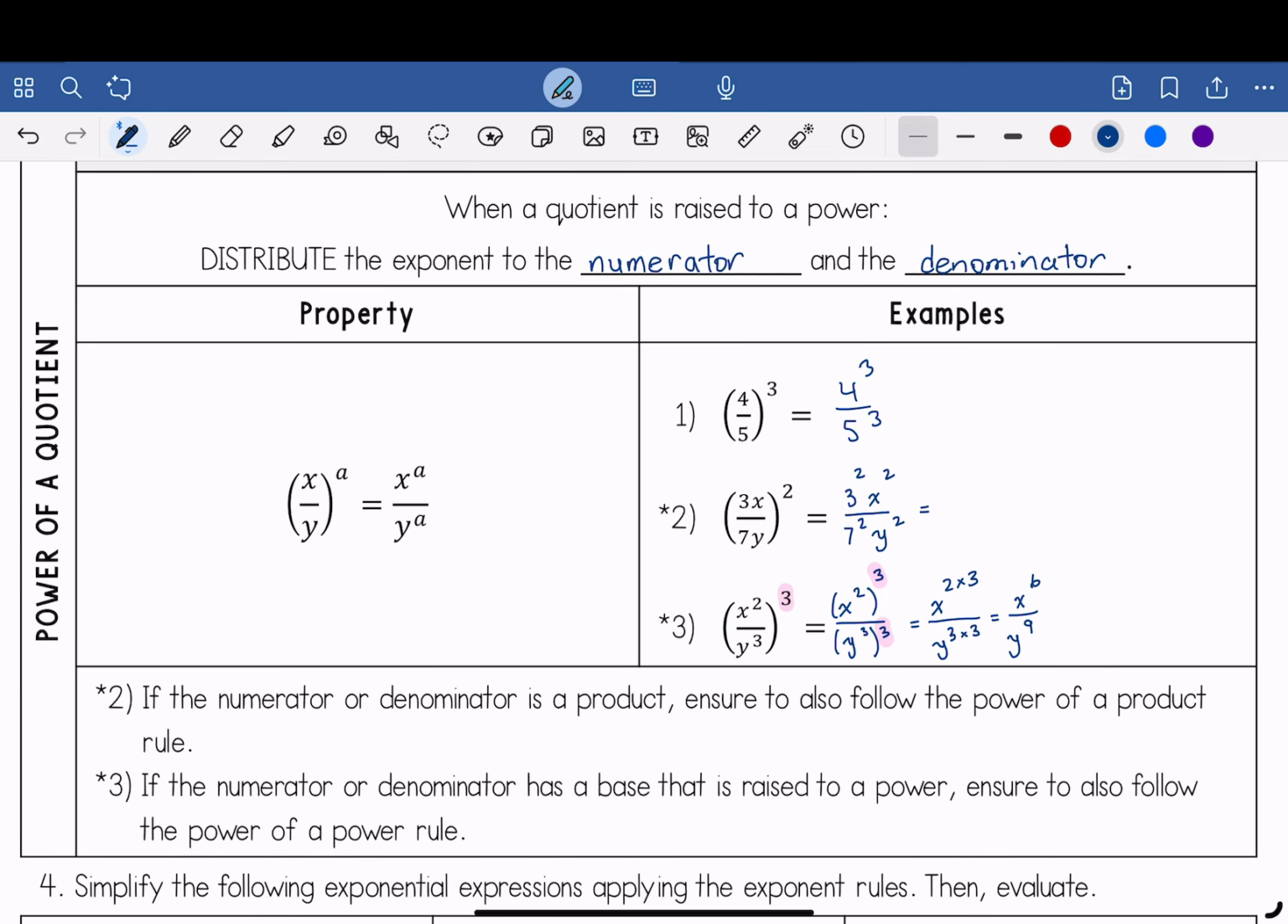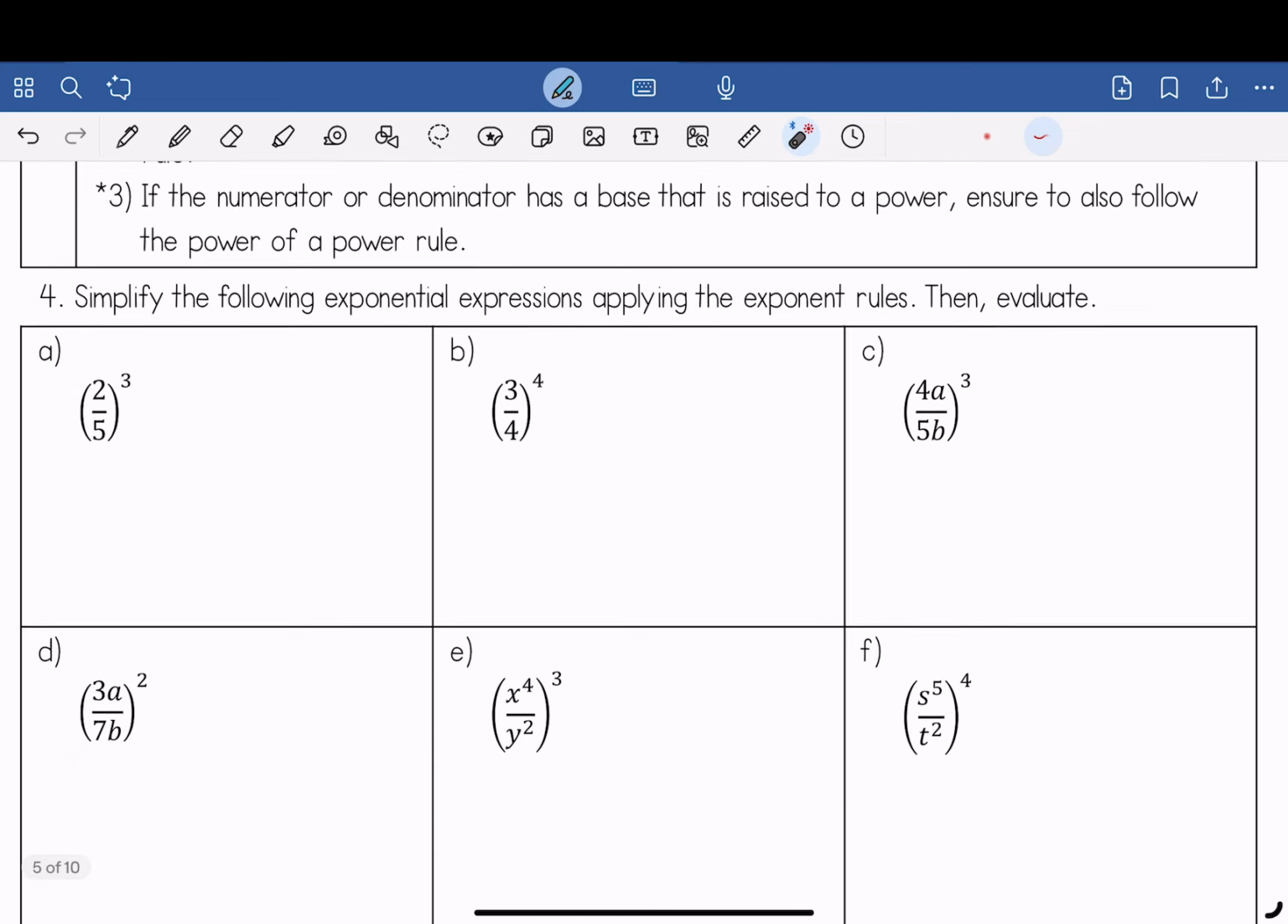So there are 2 things to mention here that I've just mentioned. The first is that if the numerator or denominator is a product, such as here, the product is 3x, ensure to also follow the power of a product rule. And for the third one with a star, if the numerator or denominator has a base that is raised to a power, ensure to also follow the power of a power rule. So let's look at some examples.